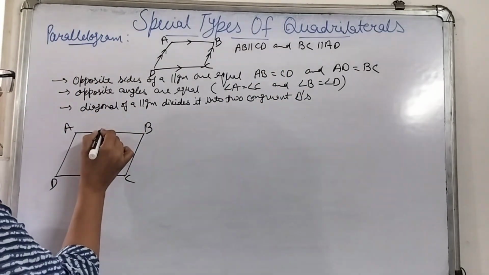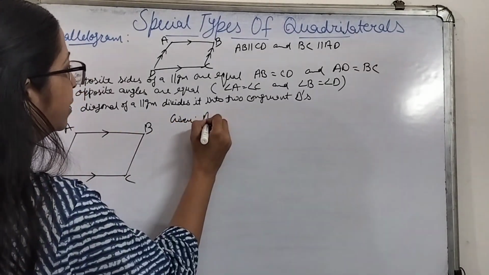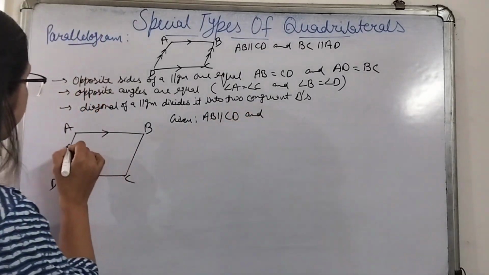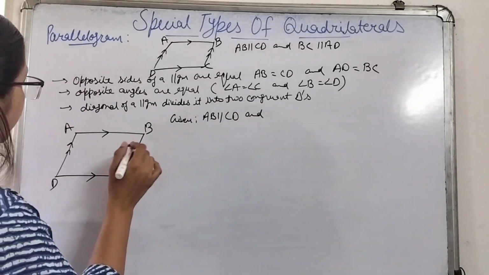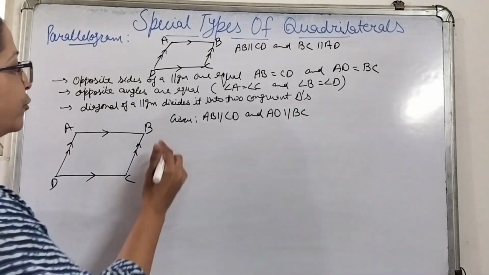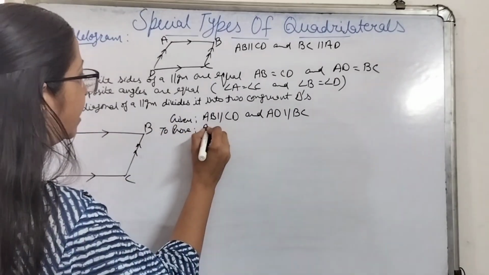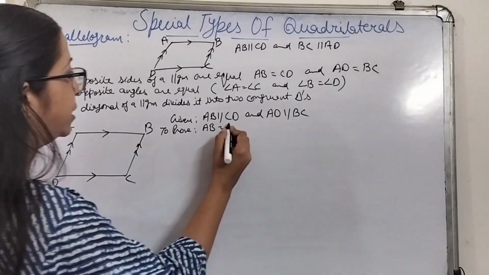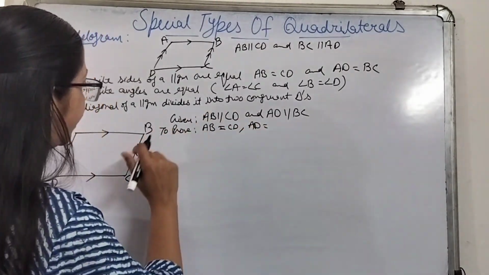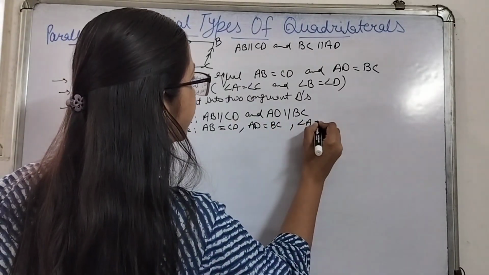So in ABCD, what is given to us is that AB is parallel to CD. This is given to us. Along with that, it is also given that AD is parallel to BC. It is given to us. We have to prove that opposite sides are equal. That means AB is equivalent to CD. This we need to prove. AD is equivalent to BC. This we need to prove. Opposite angles are equal. That means angle A is equivalent to angle C.